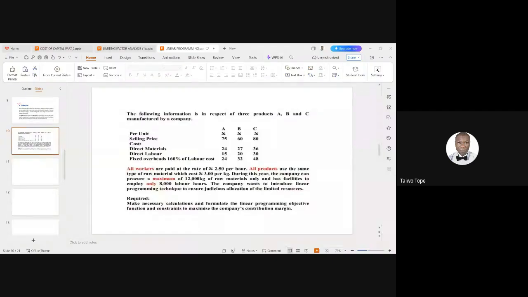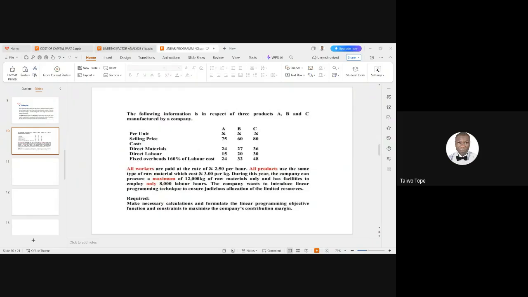So during this year, the company can procure a maximum. It shows that the limit to the raw material they can procure is what? Is 12,000 kg of raw material. They cannot go beyond that. So you don't need anybody to tell you the maximum they can procure in terms of raw material is 12,000 kg.